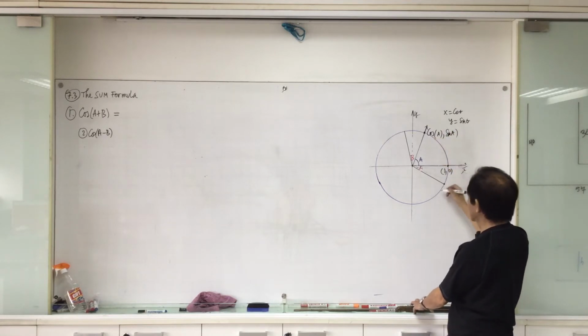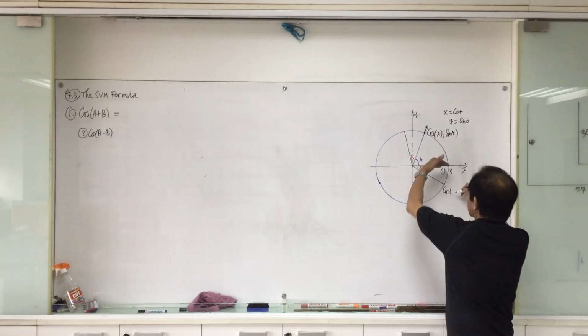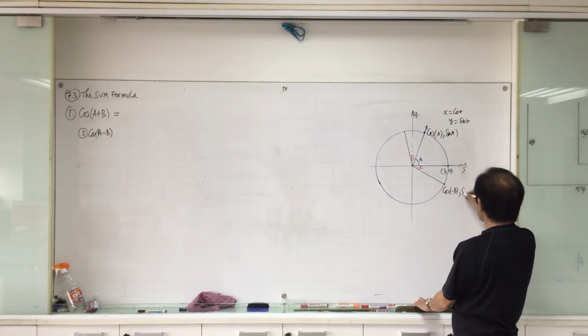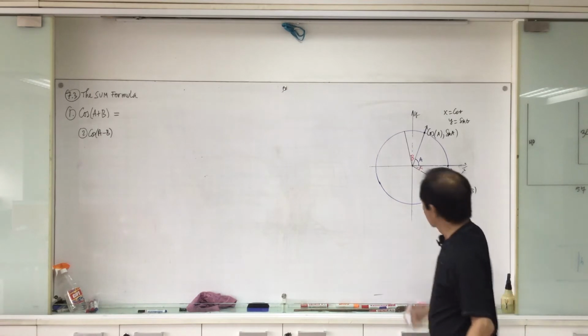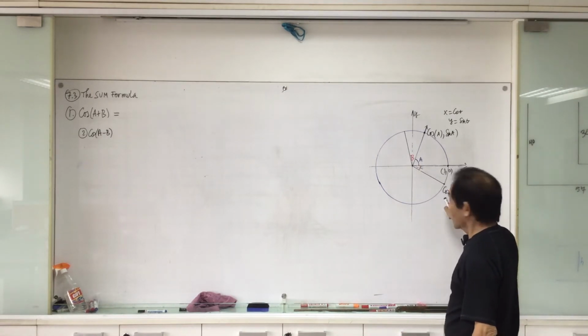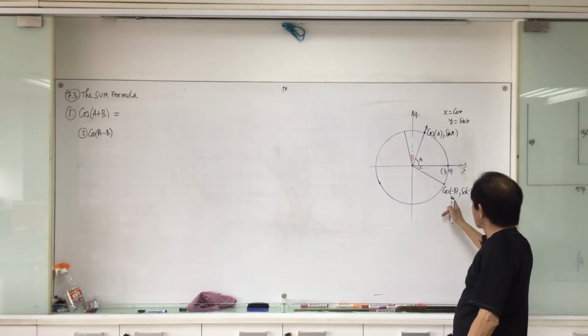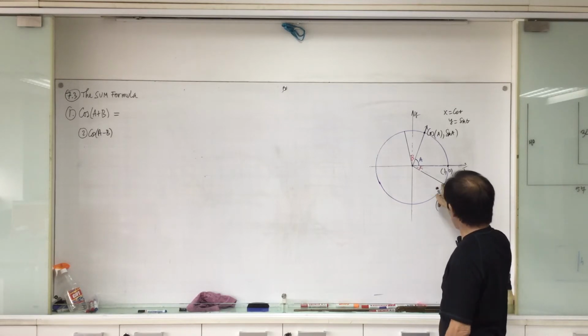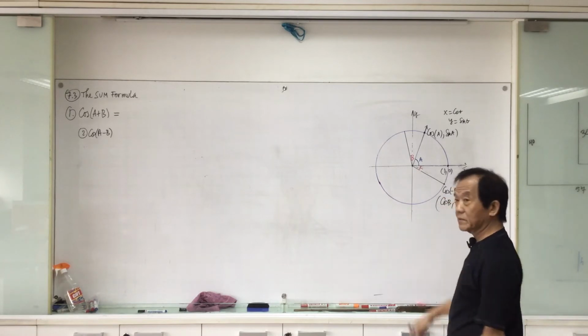The point here is for minus b. So x equals cosine of this angle, cosine of minus b, and y equals sine of minus b. Now we get rid of the minus, because we cannot deal with the minus, right? However, we know cosine is an even function, so cosine of minus b becomes cosine b, and sine of minus b becomes minus sine b because sine is an odd function. Okay, this is the coordinate in terms of trig functions.